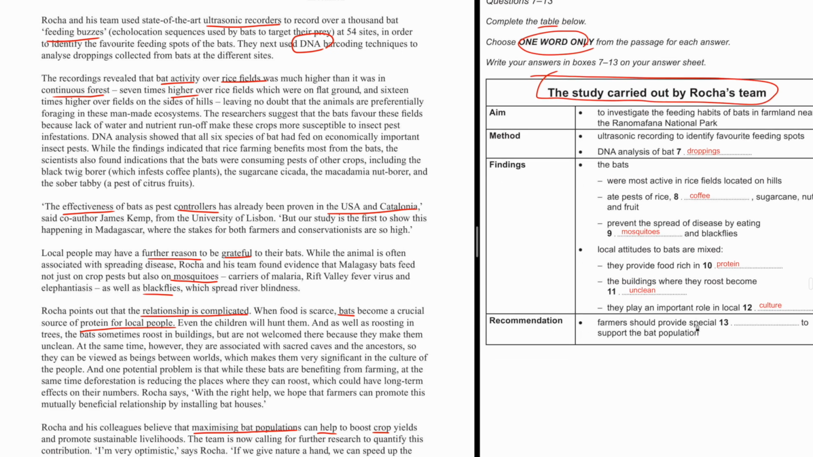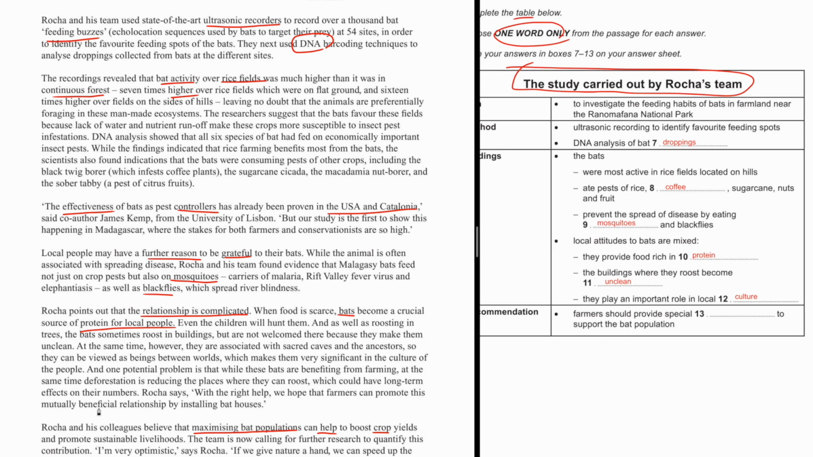Now, recommendations. Farmers should provide special what to support the bat population? Where's the recommendation? Probably it's the last paragraph. Believe that maximizing bat population can help to boost crop yields and promote sustainable livelihood. Team is now calling for further decision to go. If we give nature a hand, we can speed up the process of... No, that's not where it is. So after culture, where was culture? Culture. And one potential problem is that while these bats are benefiting from farmers, at the same time deforestation is reducing the places where they can roost, which could have a long-term effect on their numbers.